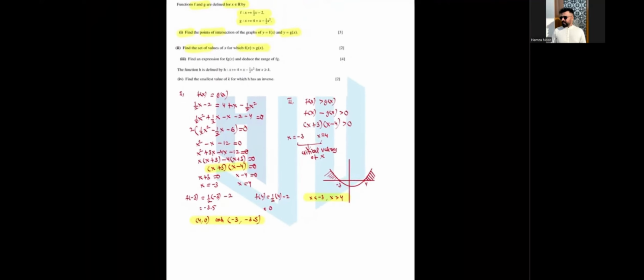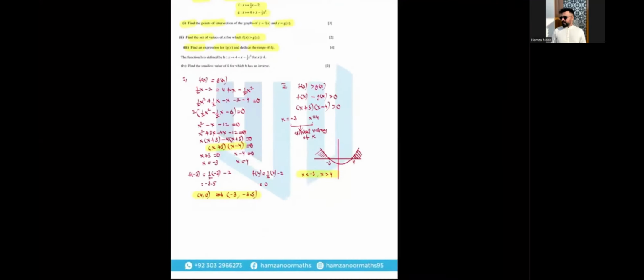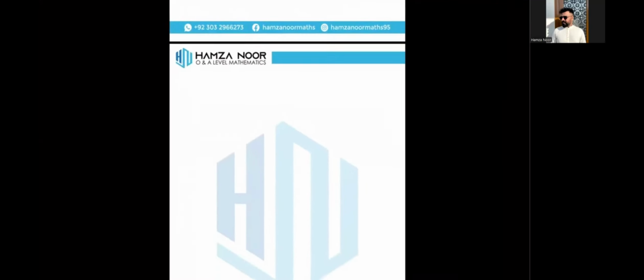All right, so now let's move on to part 3, which says find an expression for fg(x) and deduce the range of fg. So I'm going to bring this question onto the next page so we can have more space.